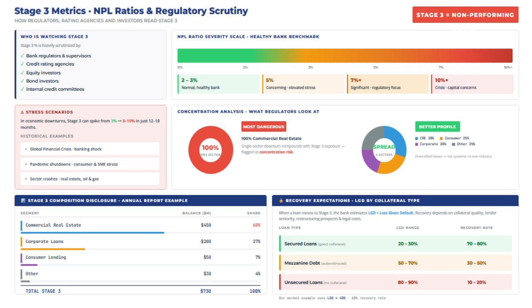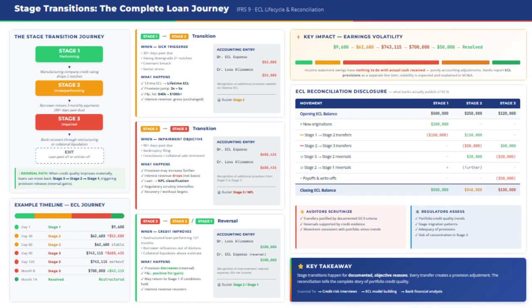Now this is the complete cycle summary. I have tried to put it down. Stage 1 is where every loan starts, performing, with low provisions, and stage 2 happens when credit deteriorates materially. Significant increase in credit risk is triggered, and stage 3 occurs when the borrower defaults or becomes credit impaired. And then comes the recovery, where we have restructuring or write-offs.